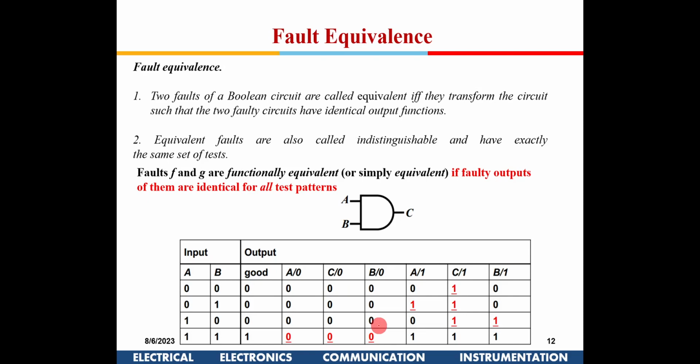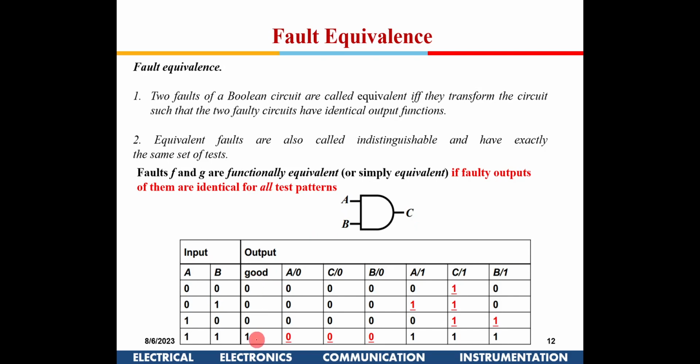Sir, what about the A stuck-at-0 third row? That should be 1? No, for 1 0 the good output is 0, right? It's an AND gate, so it will be 0 only. We missed that. But we're checking the value at A or C? When you're saying A is stuck at 0, the output is C always. We're checking at C only. This is the output of an AND gate.